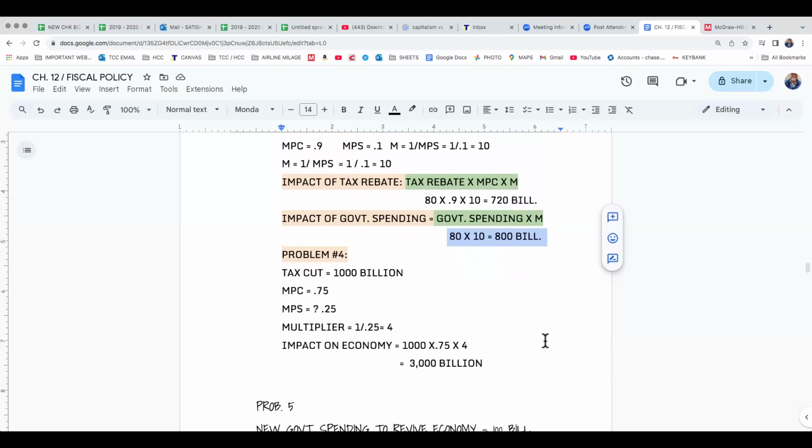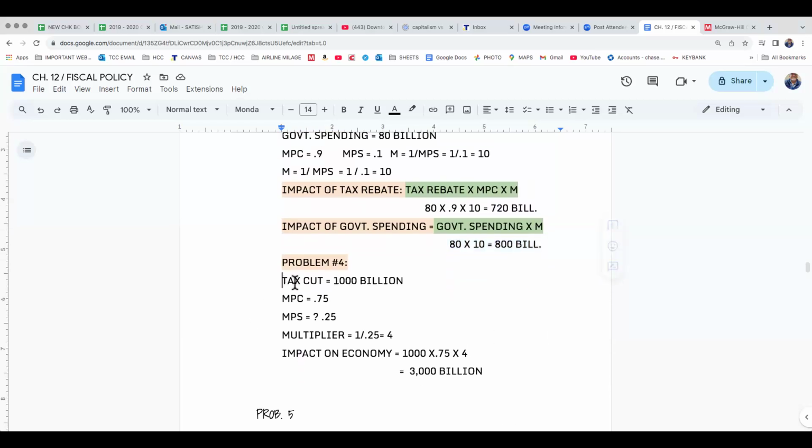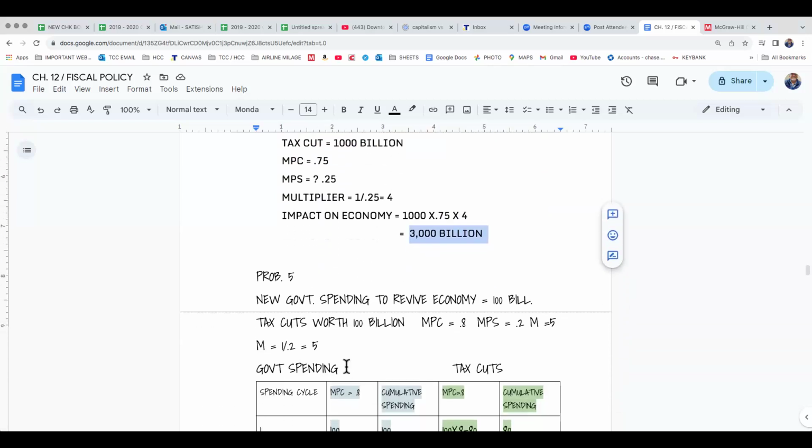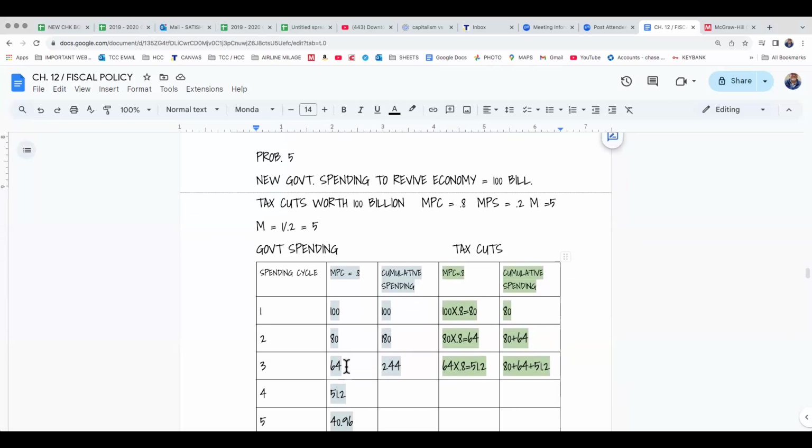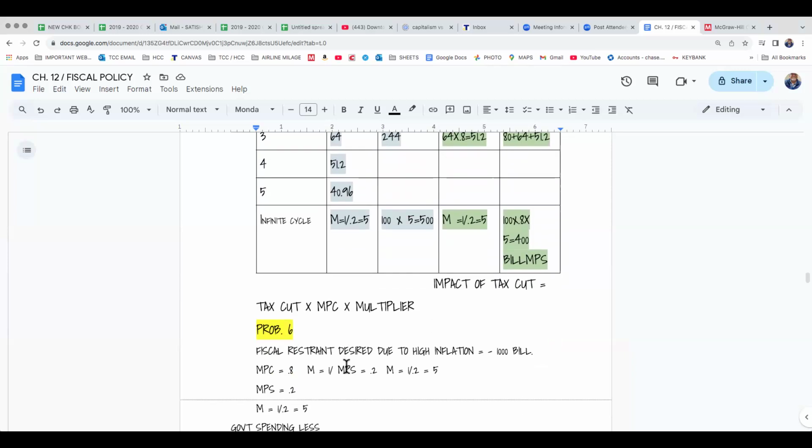Let's take another example. We have a tax cut of 1,000 billion. MPC is 0.75, so we know MPS will be 0.25. And we know the multiplier will be 4. The impact on the economy of the 1,000 billion tax cut, with MPC 0.75 and multiplier 4, is a full impact of $3,000 billion. Okay. Let's do one more now.